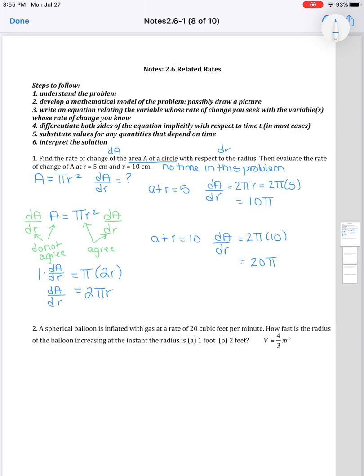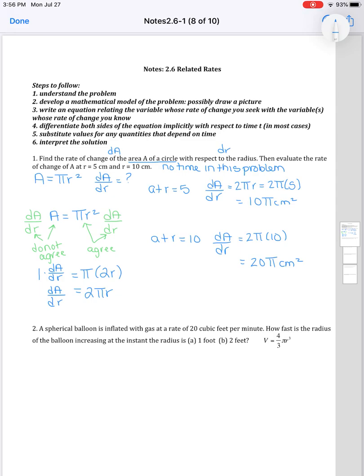So now what's nice is they told us, all right, well at r is 5. So now I'm going to take my formula and I'm going to just sub in 5. So when I do that, I get 10 pi. And then I'm going to do the same thing at 10. So dA over dr, 2 pi times 10, which gets me 20 pi. And if I'm taking the area with respect to the radius, we're evaluating the rate of change of A. So we're talking area here, so we want centimeters squared for these guys.